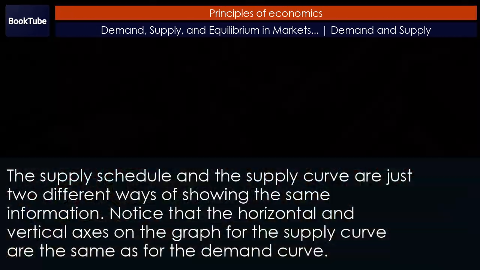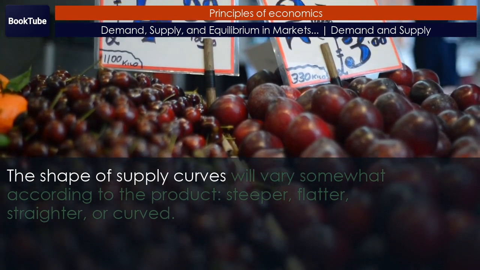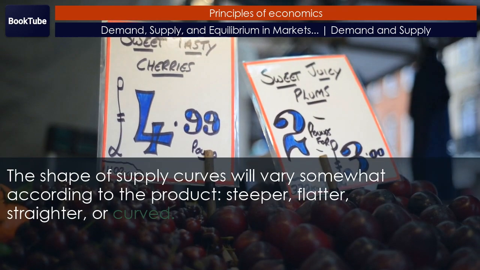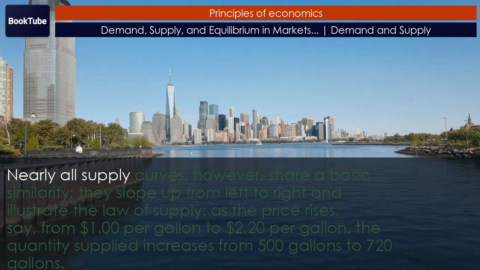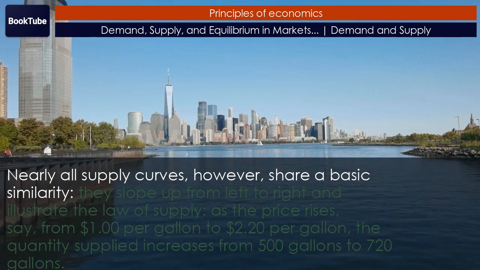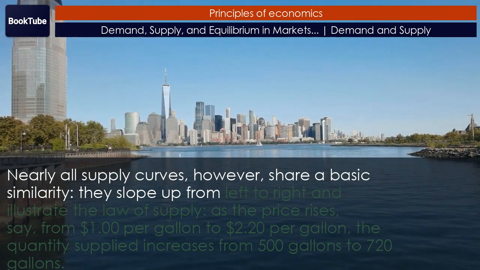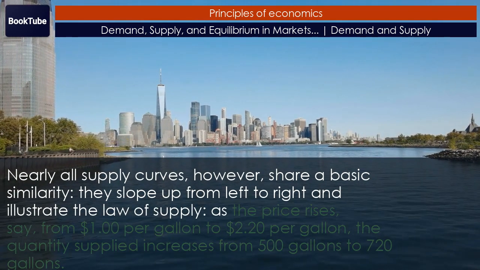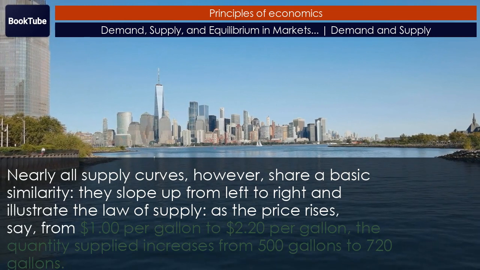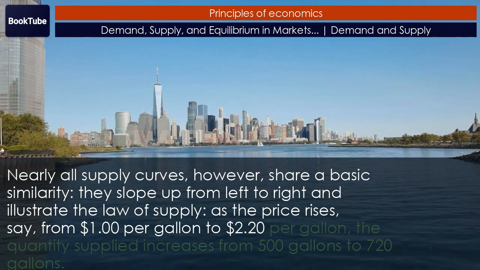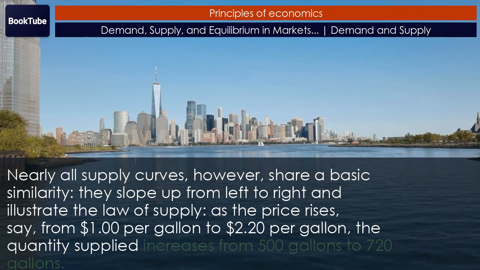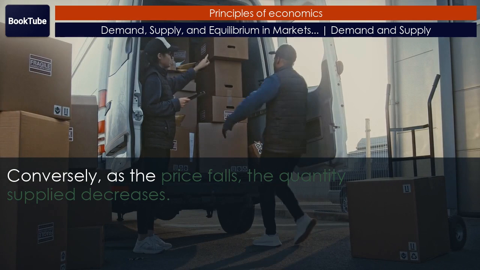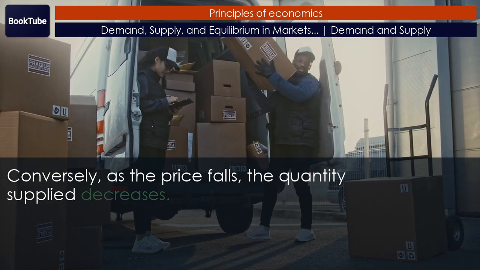Notice that the horizontal and vertical axes on the graph for the supply curve are the same as for the demand curve. The shape of supply curves will vary somewhat according to the product: steeper, flatter, straighter, or curved. Nearly all supply curves, however, share a basic similarity. They slope up from left to right and illustrate the law of supply. As the price rises, say, from $1 per gallon to $2.20 per gallon, the quantity supplied increases from 500 gallons to 720 gallons. Conversely, as the price falls, the quantity supplied decreases.